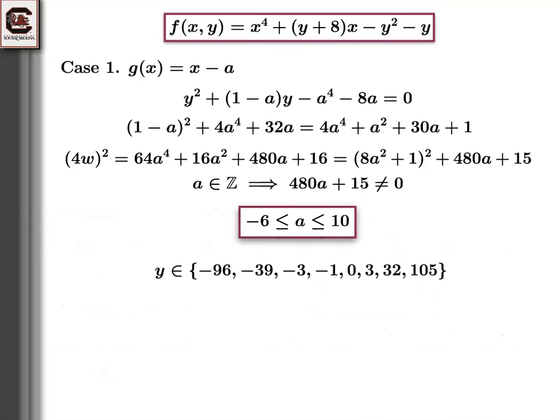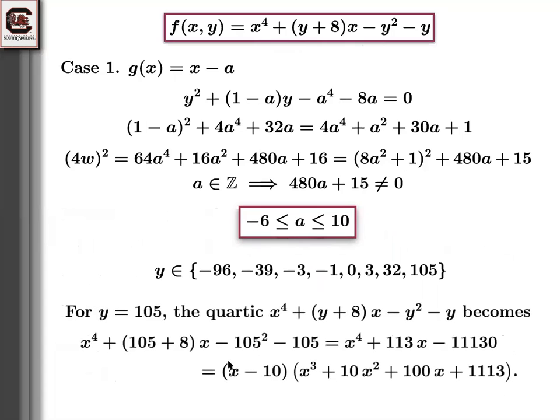There's 8 values of y there. For example, when y equals 105, if I plug it into our original polynomial in x and y, I get this, and I factor it. X minus 10 turns out to be a factor. So that would be the case with a equal to 10.